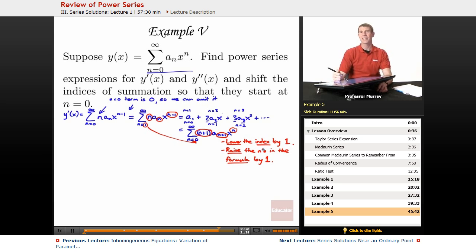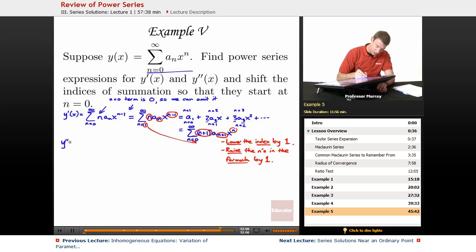So that's going to be a really, really useful trick for us to use in the differential equations lecture next time. So you really want to keep this in mind. If you lower the indices by 1, then you raise the n's in the formula by 1. And it works the other way too. If you raise the indices by 1, then you lower the n's in the formula by 1. And it's a way of adjusting the powers so that we can make different series be compatible with each other. So let's practice that by going one more step here by finding y double prime of x.